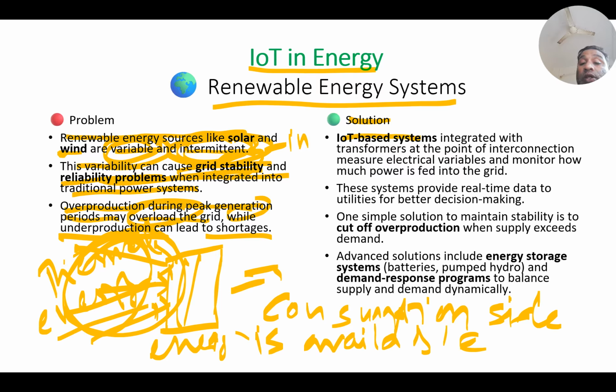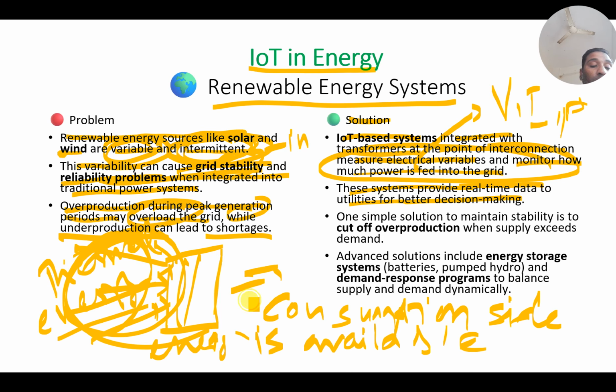IoT based systems are integrated with the transformers at the point of interconnection, where we measure electrical variables and monitor how much power is fed into the grid. Electrical variable means voltage and current. We measure voltage, current, power, all those things, and we monitor how much power is fed into the grid. These systems provide real-time data to the utilities for decision making. I explained this way. This example is discussed here.